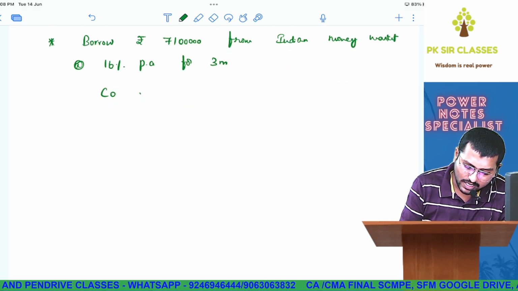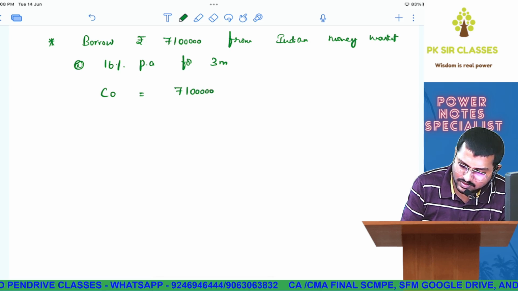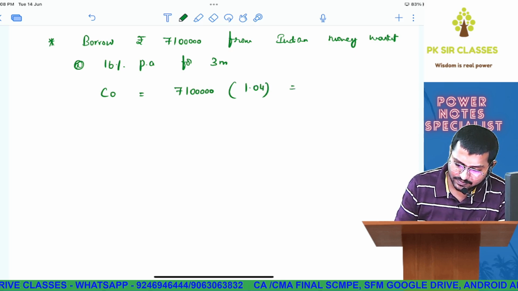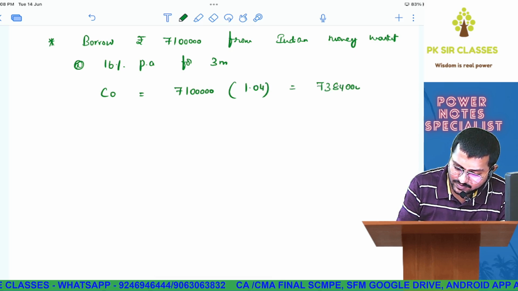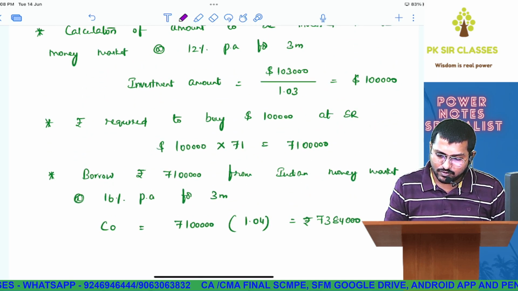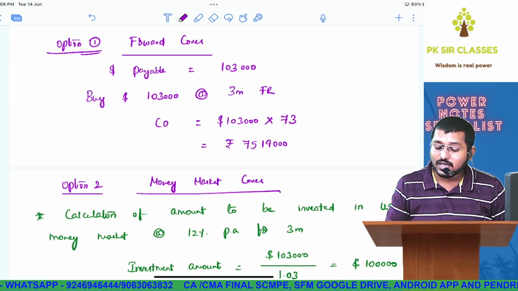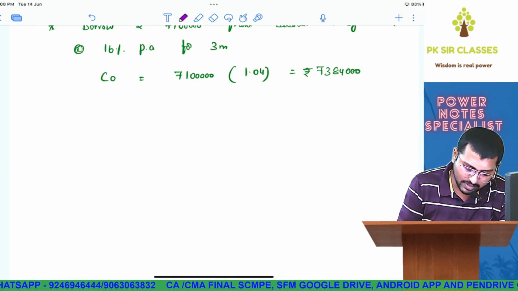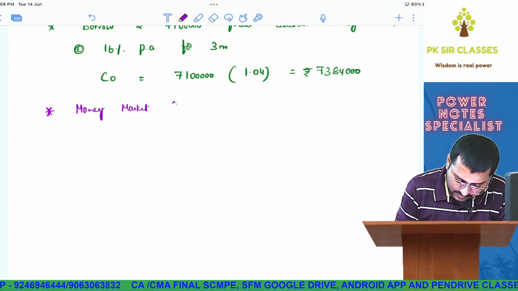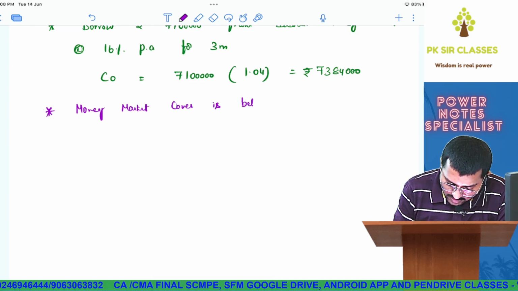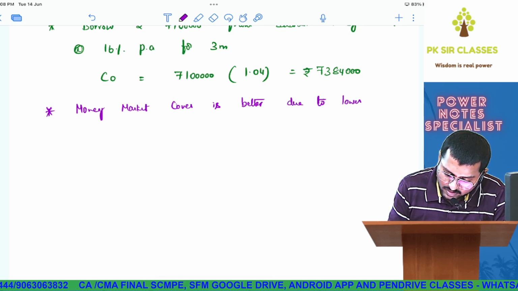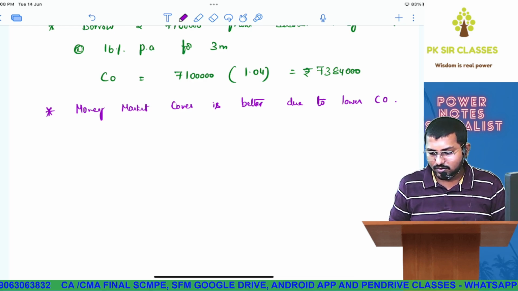Okay. So cash outflow for me will be 71 lakhs into 16% for 3 months means 4%. So 1.04. How much you get? 73 lakh 84,000. Now compare the outflows and tell me which is better. As per money market, the outflow is 73 lakh 84,000. As per forward cover, 75 lakh 19,000. So what is better? Money market cover is better due to lower cash outflow. Got the point?